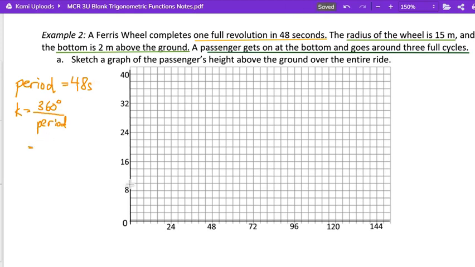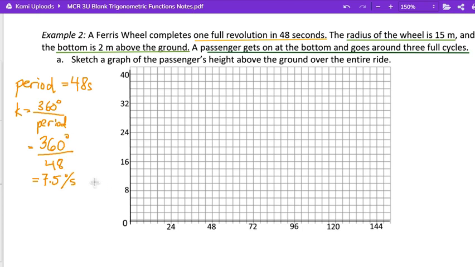Sorry, my writing is not great today. So I get 360 degrees over 48 seconds. Is it 7.5? Yeah. Now, because it's a word problem, we need units. So what are the units? Degrees per second, right? If it's 360 degrees per 48 seconds, that means degrees per second.